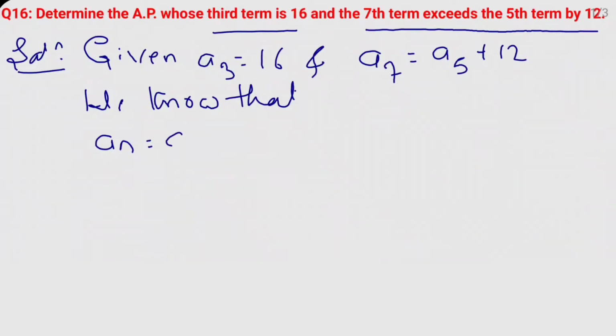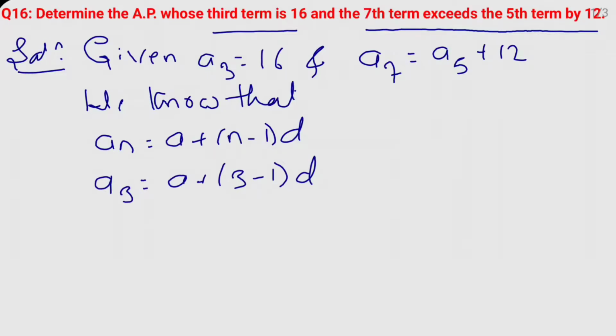an equals a plus n minus 1 into d. So here we have a3. So a3 equals a plus 3 minus 1 into d. Now a3 is 16, and this equals a, we don't know, keep as it is, plus 3 minus 1 is 2, into d. So call this equation 1.